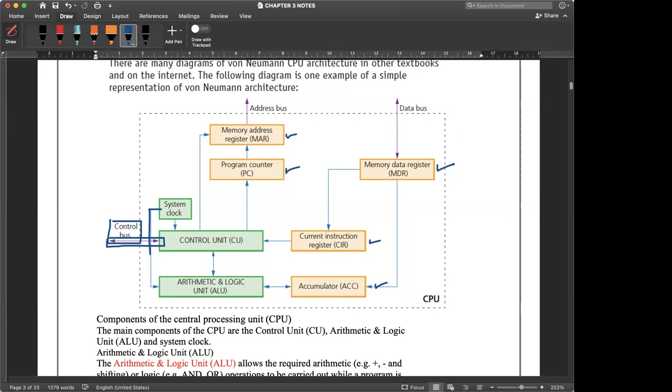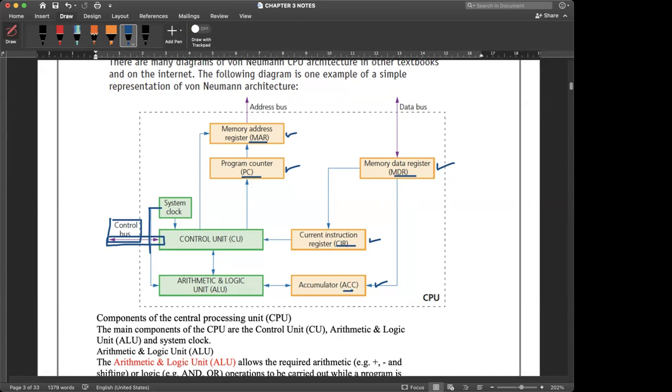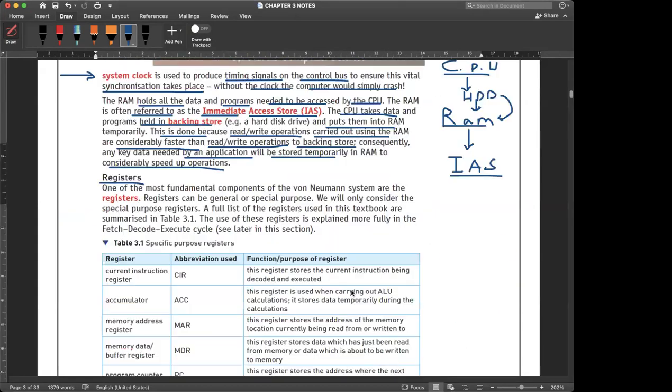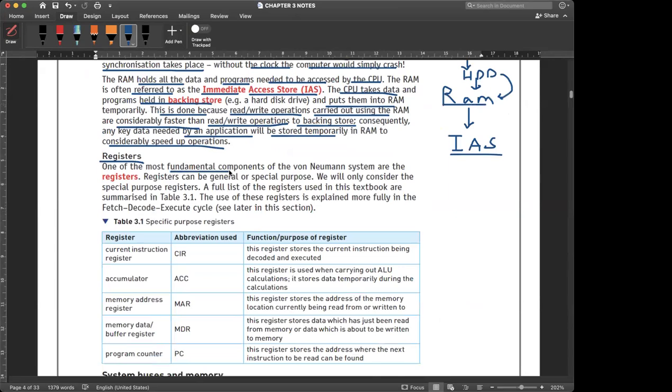So how many registers do we have? 5 registers. The registers are MAR, PC, MDR, CIR, and ACC. Every register has a different feature. Let's see how it works. One of the most fundamental components of the von Neumann system are registers. Registers can be general or special purpose. We only consider the special purpose registers. A full list of registers used in this textbook is summarized in table 3.1.